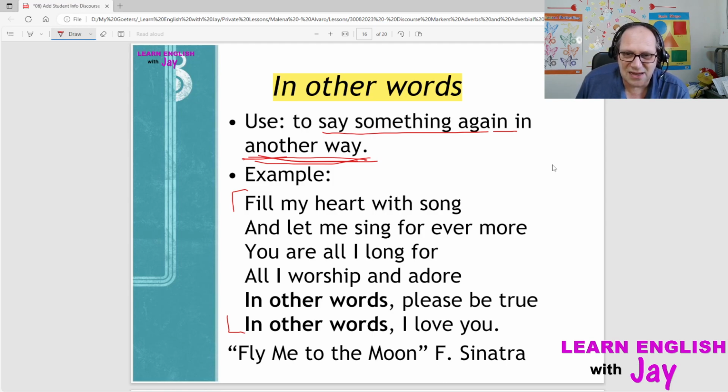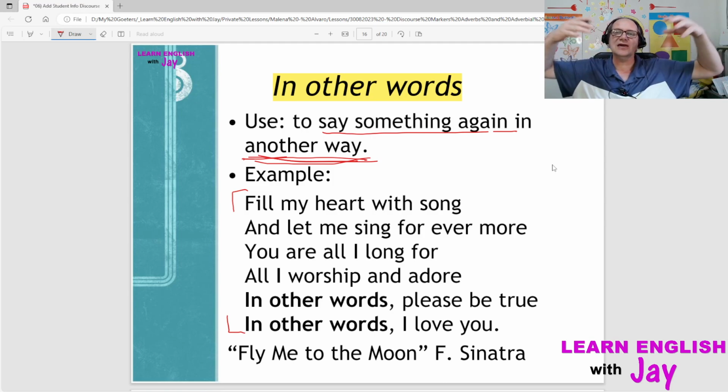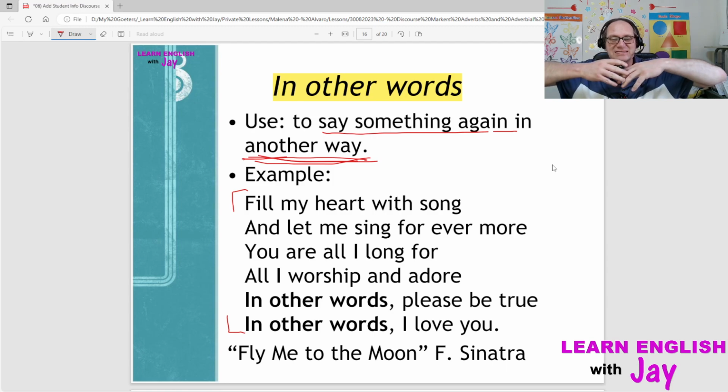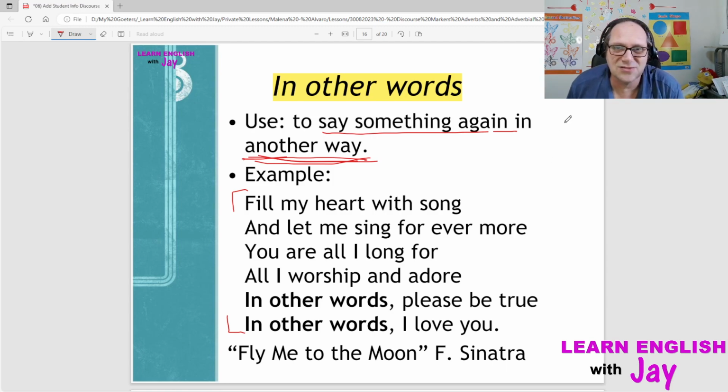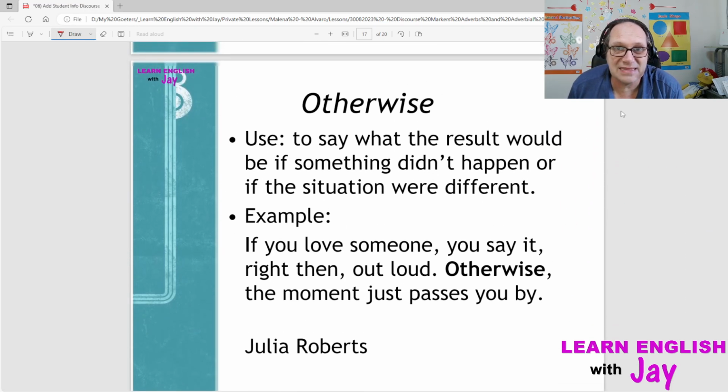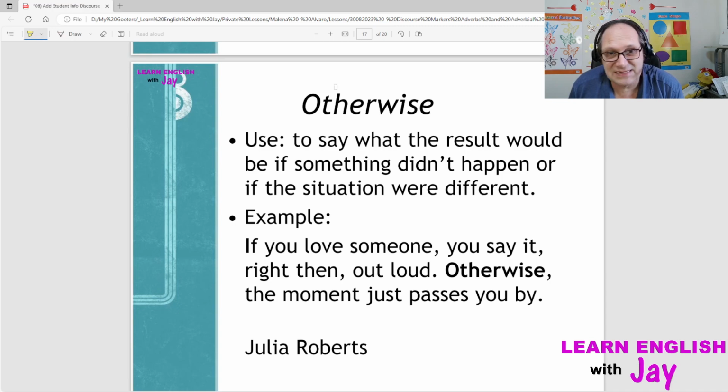All right, so he's saying a lot of things there, but it's not really coming across very clearly. In other words, please be true. Or in other words, I love you. All right, so you're basically saying the same thing, but you are just saying it in another way. Okay, that's the main thing behind there. All right, so stay with me. We are almost done here.